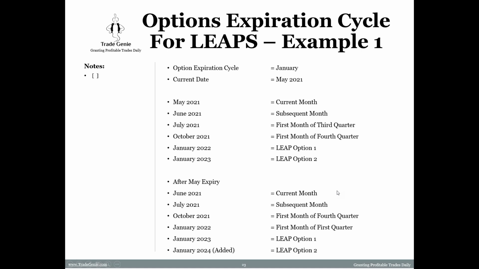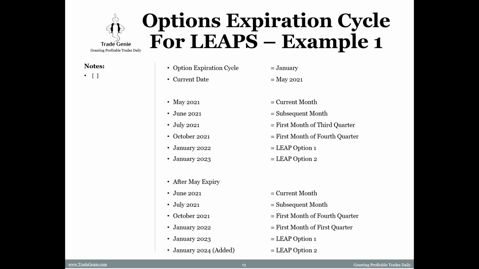So I will give you an example, which I just created. Let's say the stock is assigned to the January cycle, and January is the first month of the quarter. Let's say the current date is May 2021, so the month is May. For a standard option, we need at least 4 months, plus for LEAPs, 1 year extra, 2 years extra.